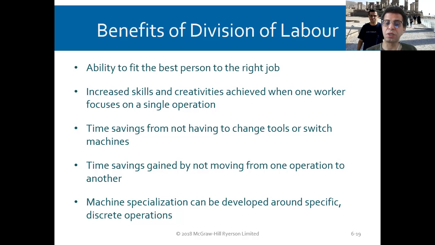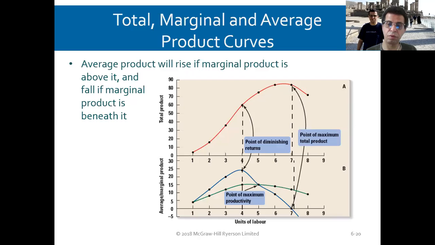You're also going to have some time saving from not having to change from one job to another or switch the tools and all these things in the machine. There is time saving gained from moving from one operation to another and resetting the operation, and machine specializing can be developed around a specific discrete operation. This machine produces certain units and is specialized in producing that, so there is no resetting, changing the input, or stopping and switching the machines, so it becomes more specialized and more productive.